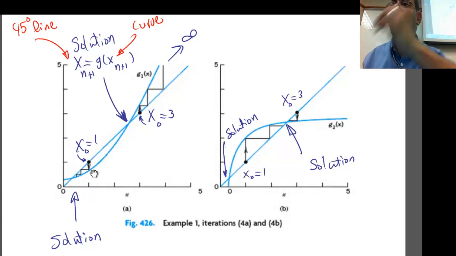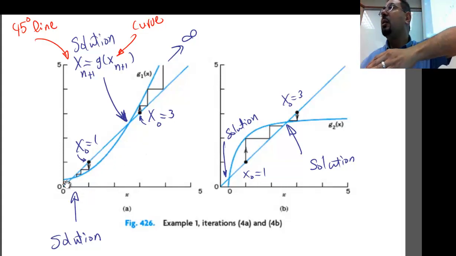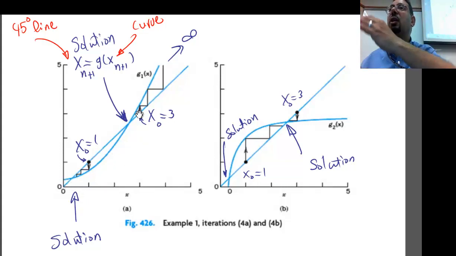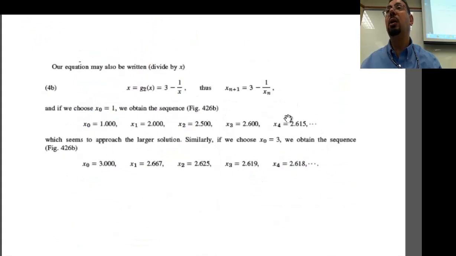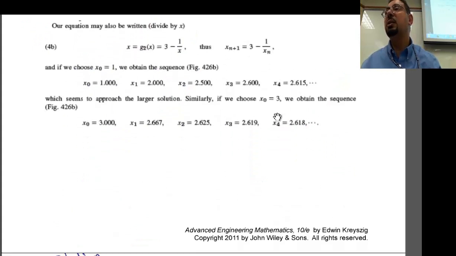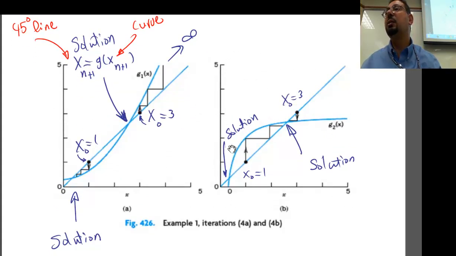So if the slope is smaller than 1, it will converge. If the slope is higher than 1, it will diverge. And that's why, when we recast this equation in the new formula, the 3 minus 1 over x, you can guess that the slope is smaller than 1. And so when we started at 3, we converged to this root. And when you started at 1, you would also converge over here.